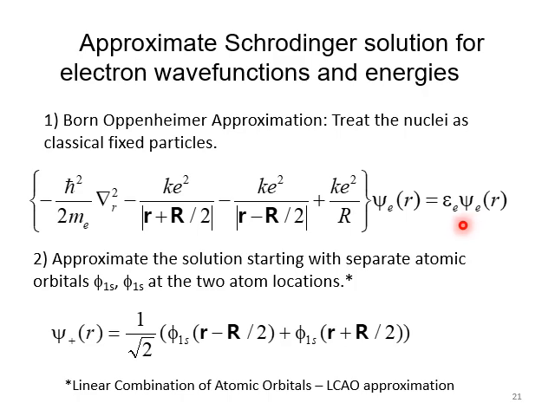And again, in this case, we are taking little r to be the electron coordinate, not the position of the electron, since we're going to solve for the wave functions. And capital R to be the positions of the nuclei, and we take the positions of the nuclei to be fixed when we calculate the wave function.